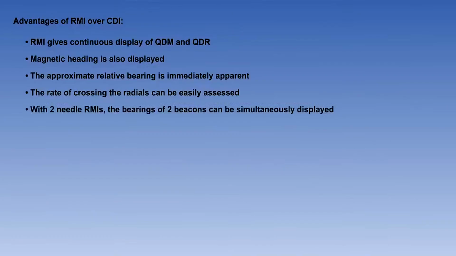With two-needle RMIs, the bearings of two beacons can be simultaneously displayed, which is particularly useful when flying along an airway using one beacon ahead or behind for track keeping, and a second beacon off the airway for reporting a beam. And finally, both VORs and NDBs can be displayed.